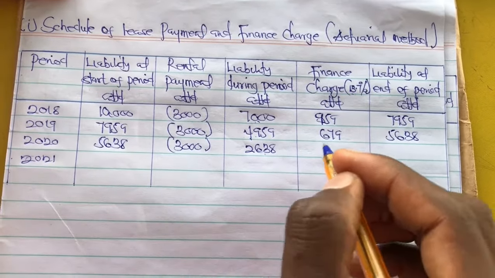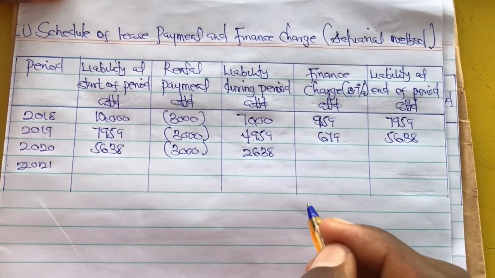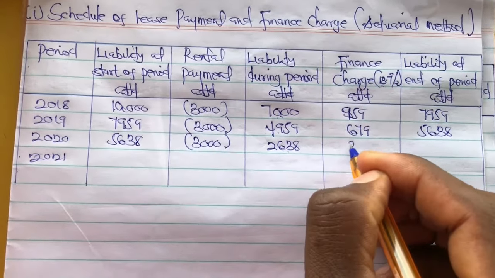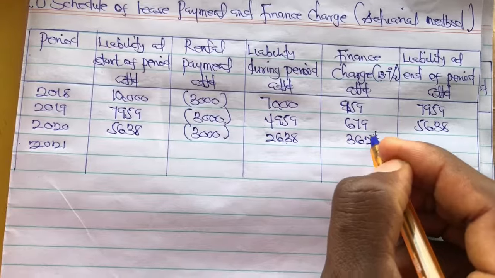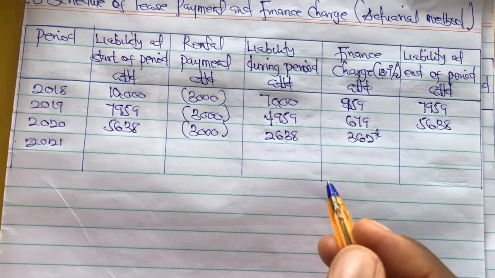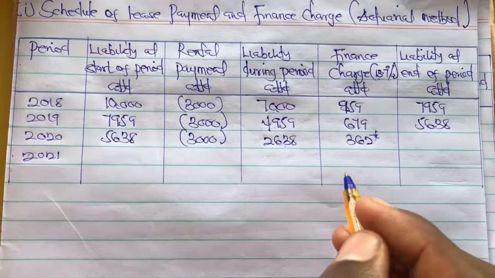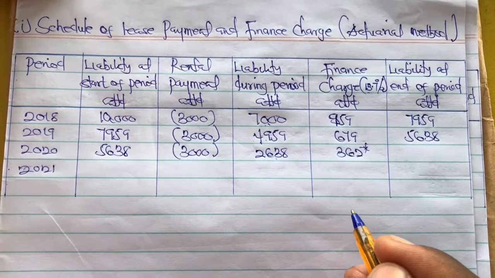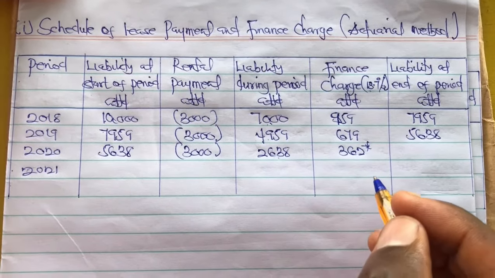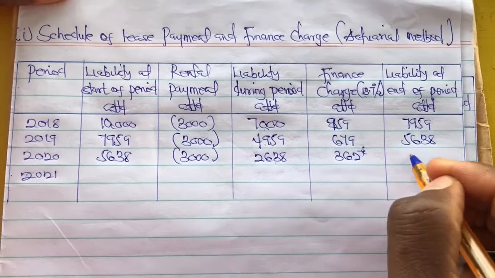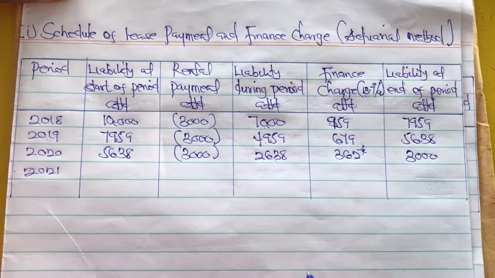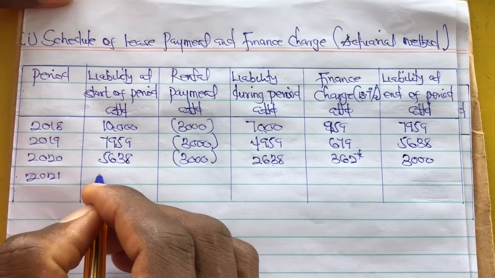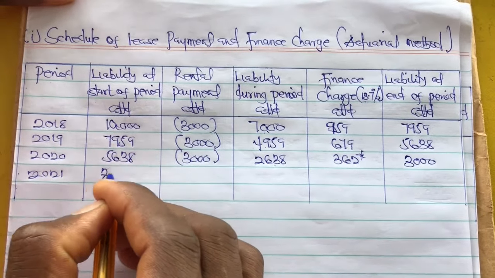Is that okay? So that there will be no closing liability for 2021. So that is 362. We've rounded it. It's supposed to be 361.4 when we apply this, but we want to do it in a situation where the closing liability for 2020 will be the same as the rental payment. So when we add this to this, we are going to get an amount of 3,000 Ghana cedis. The closing liability for 2020 becomes the opening liability for 2021. That is the same 3,000.